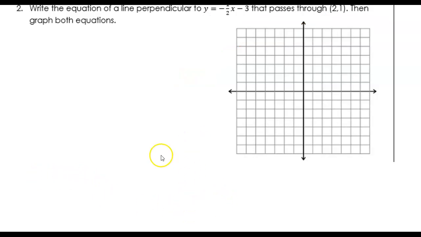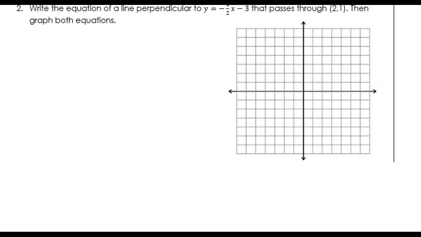Okay, so this slide is asking us to write the equation of a line perpendicular to y equals negative 1/2 x minus 3 that passes through the point (2, 1). Then graph both equations. Okay, so we can't exactly assume that our perpendicular line is going to meet on the y-intercept because it could be perpendicular at any point as long as it's at a 90-degree angle. So what we're going to do is find our perpendicular line slope, and then use the point that they gave us to create a point slope equation and graph that.